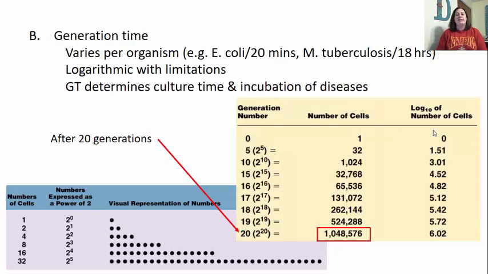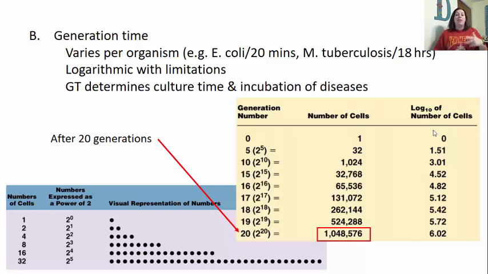So how long does it take a cell to do this? This is known as the generation time. This varies per organism. Some examples are E. coli, which can actually reproduce every 20 minutes. So we can go from 1 cell to 2 in 20 minutes, 2 to 4 in another 20 minutes, and 4 to 8. So within an hour, you can go from having 1 cell to having 8 cells.